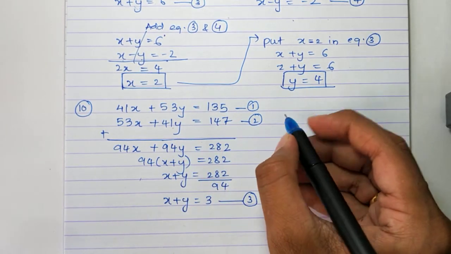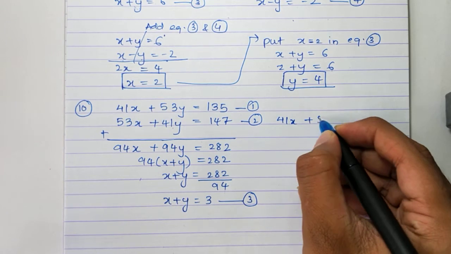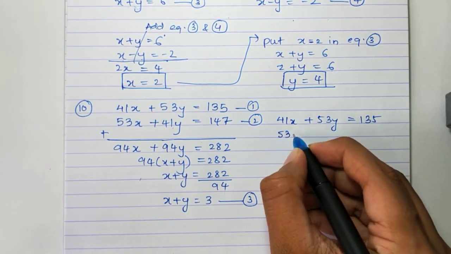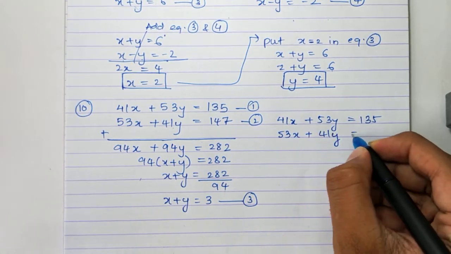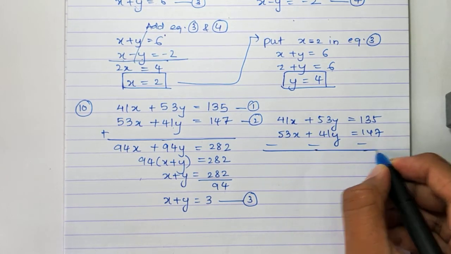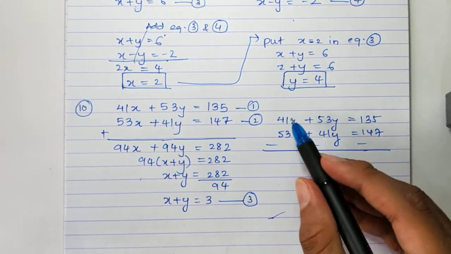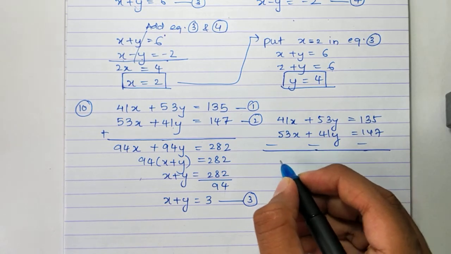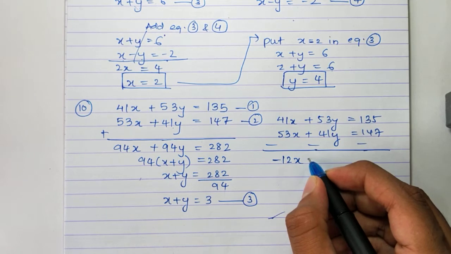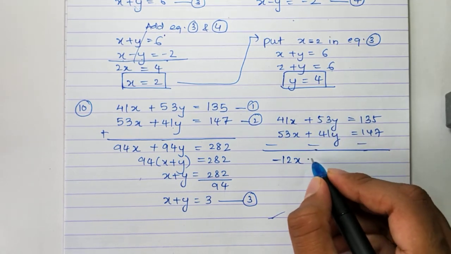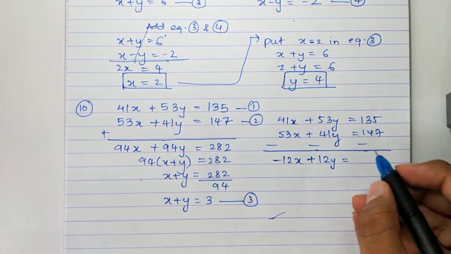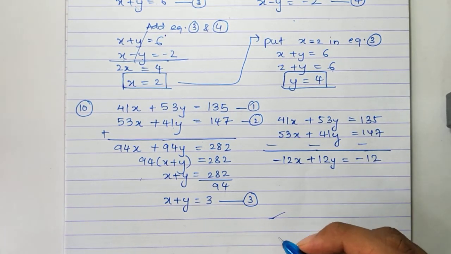Now let's subtract both these equations. So 41x plus 53y equals 135, and 53x plus 41y equals 147. Let's subtract both these equations. So 41 minus 53 will be minus 12x, 53y minus 41y will be plus 12y, and 135 minus 147 will give me minus 12.